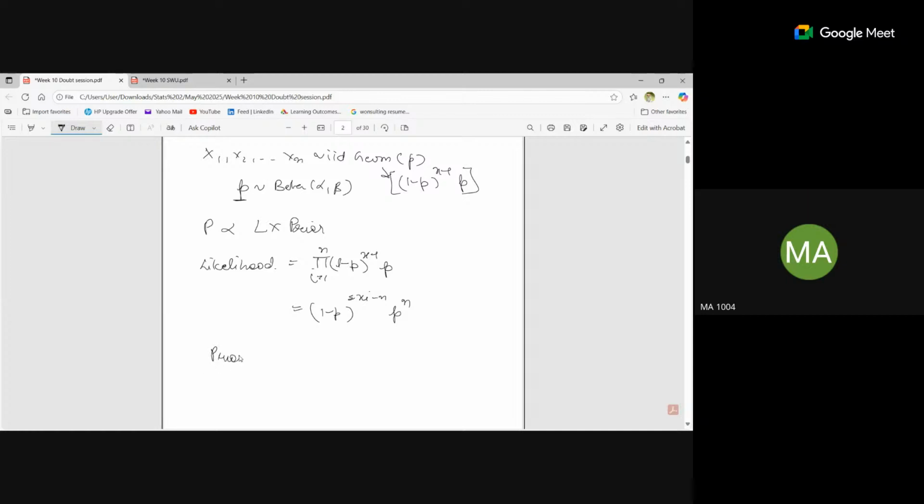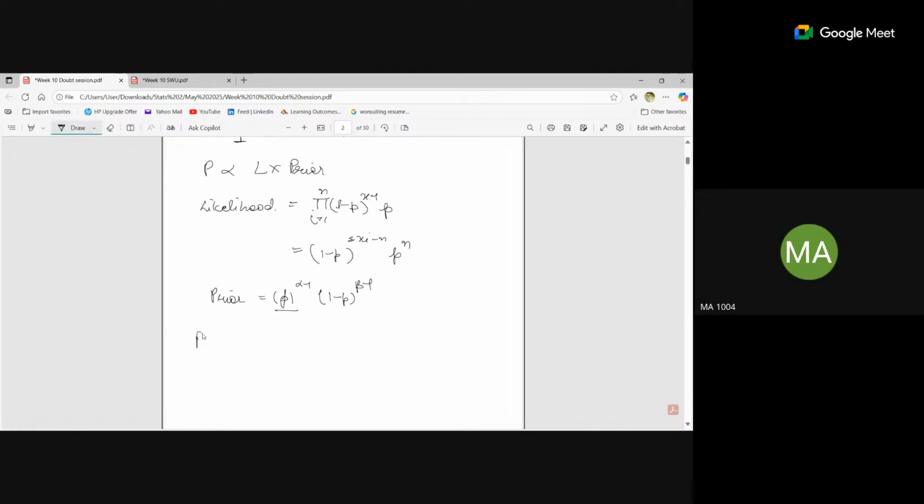Now, what is my prior? It is beta. So what is the PDF of a beta distribution? p raised to the power alpha minus 1 into (1 minus p) raised to the power beta minus 1. So this is my prior, this is my likelihood. Now put these two values into the equation. The posterior is proportional to (1 minus p) raised to the power summation of xi minus n, p raised to the power n, into p raised to the power alpha minus 1 and (1 minus p) raised to the power beta minus 1. Now this will be p raised to the power n plus alpha minus 1 and (1 minus p) raised to the power beta plus summation of xi minus n minus 1.